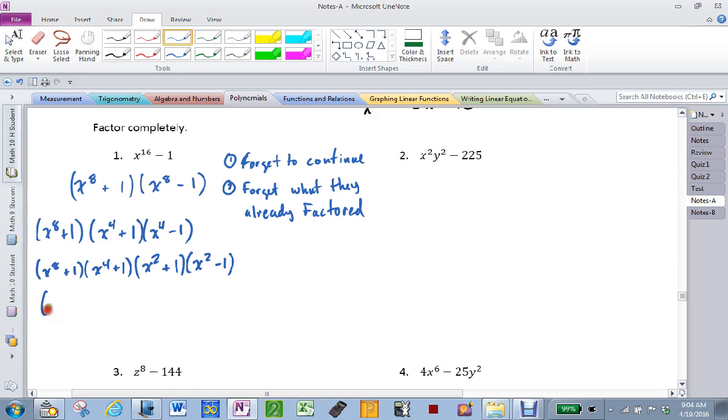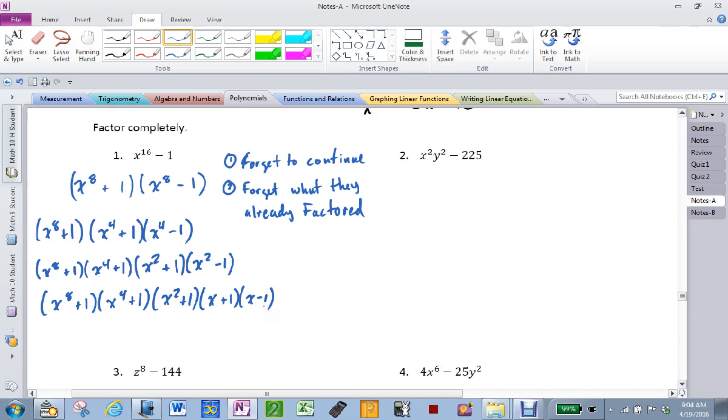x squared has a square root. Oh, good gravy. They love this on the provincial. And you should be saying to yourself, how do they do a multiple choice question on the provincial like this? I'll show you. Square root of x squared is x: x plus 1, x minus 1. And that's where we would stop.